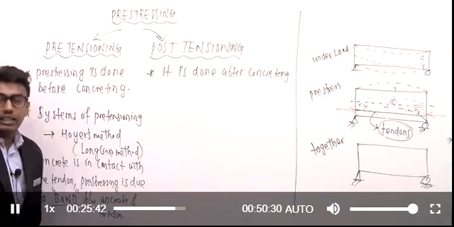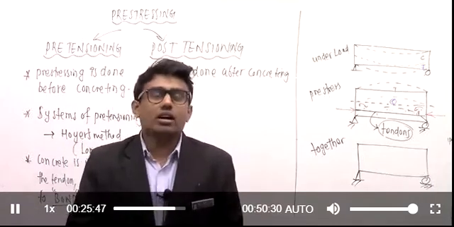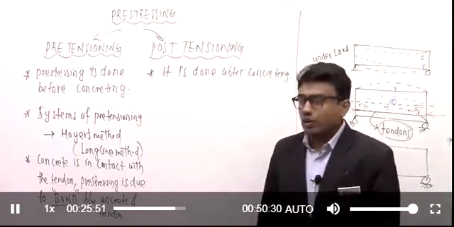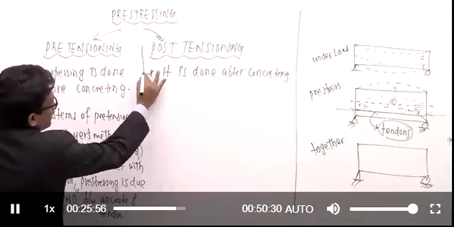When I stress the tendon, there is no concrete. After that, after we place the concrete, there will be friction. Friction will be there. Bond will be there, and due to that bond, pre-stressing will be there inside this concrete.